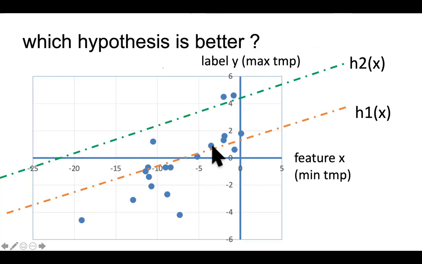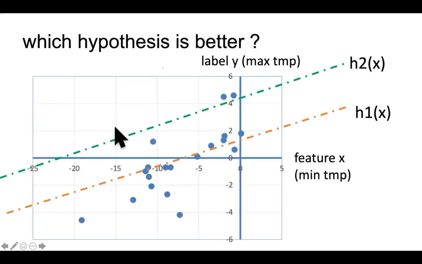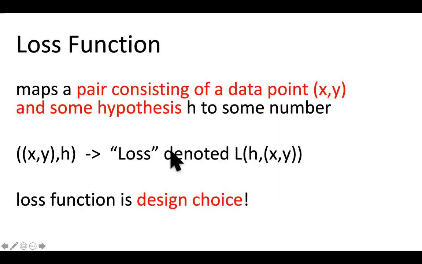We need to measure somehow the distance of the predictor, or of the hypothesis map, from the observed data points, or from the collected data points. And to make this precise, we use the notion of a loss function. So I will now formalize this concept. Formally, a loss function is a mathematical function that takes a data point with feature X and label Y, together with some hypothesis H, which here could be either H1 or H2. The loss is some rule that assigns to this pair of data point and hypothesis a number, which we call loss.